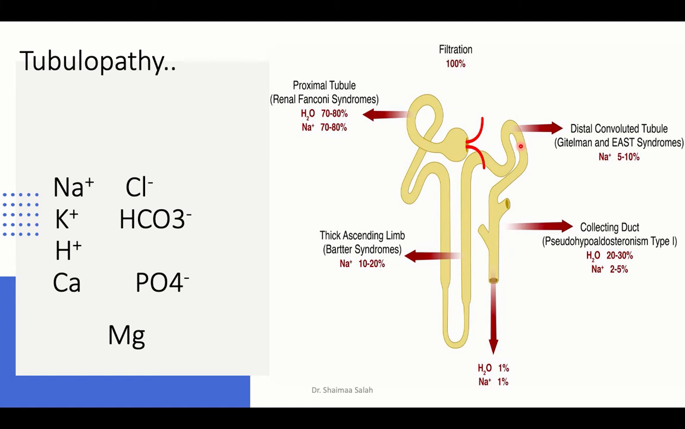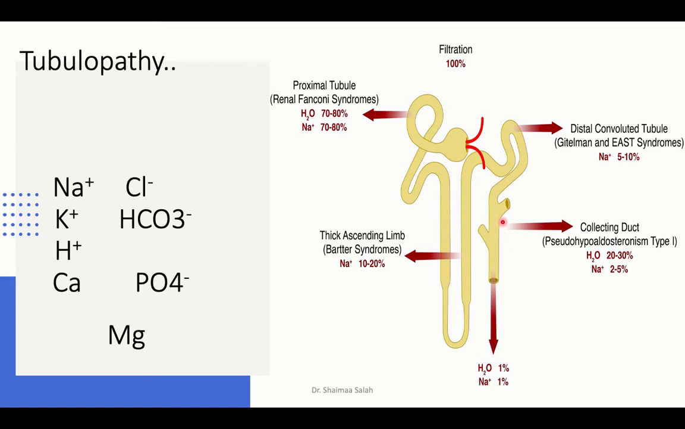Gitelman, which is a variant of Bartter syndrome, is associated also with excess loss of sodium and water, so it presents with polyuria. And to retain sodium, the kidney will get rid of potassium. So there is also hypokalemia, but there is no increase in calcium excretion in urine in Gitelman. Also, there is increased magnesium excretion in urine in Gitelman.